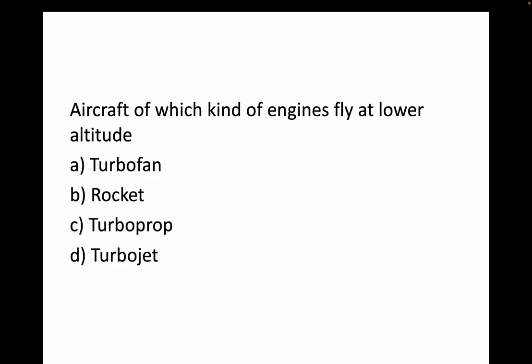Now why do we find that turboprop engines cannot fly at higher altitudes? The reason is, as you go to higher and higher altitudes, the density of air decreases, and a turboprop engine gets its thrust from the mass influx. So the thrust equation depends on m dot, which is the rate of flow of the mass of air which is taken in by the aircraft engine.